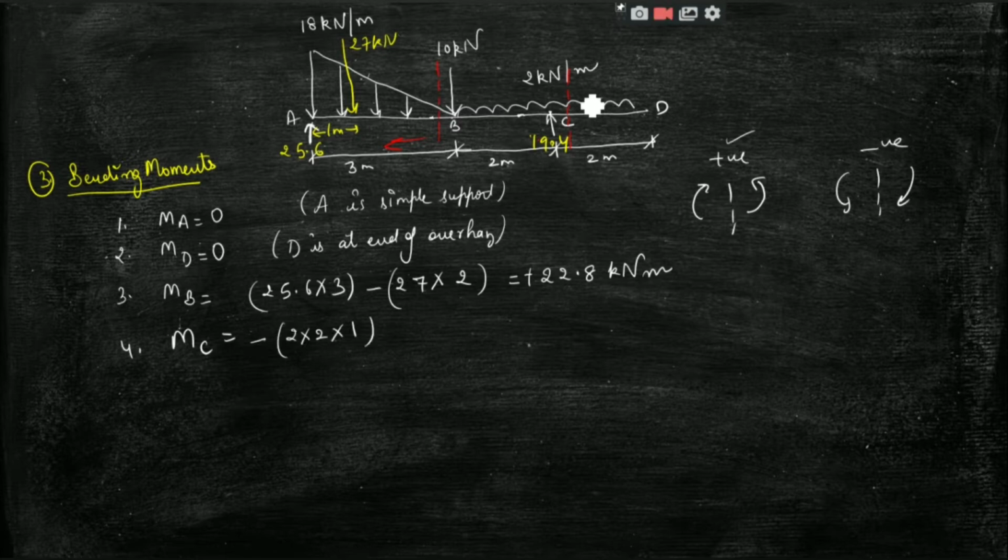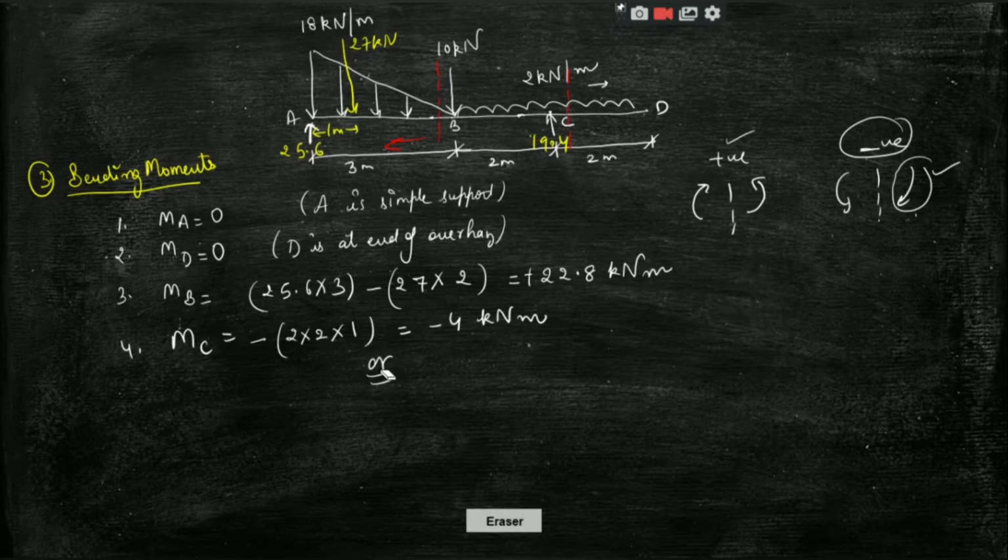And this bending moment will be clockwise. And now we are looking at the right hand side of the section. So if on the right hand side of the section the moment is clockwise, we take the sign to be negative. So that's why I put a negative sign here. So this will be minus 4 kilonewton meter, right? You can also calculate the same by taking a section here and considering all these forces, that is this 25.6, 27 and 10 kilonewton forces, and you will get the same value, right? So these are the different values of bending moments.